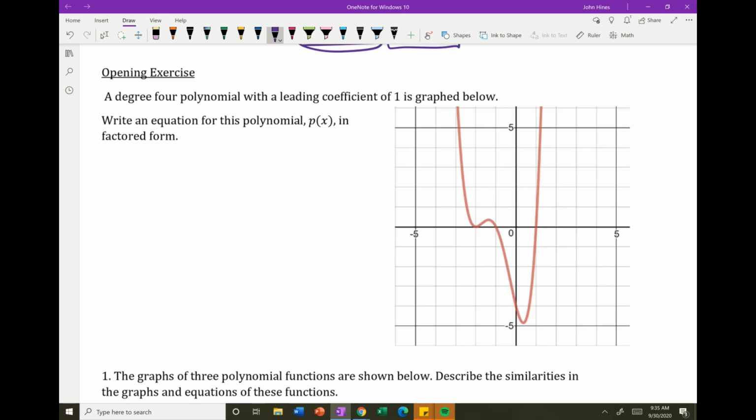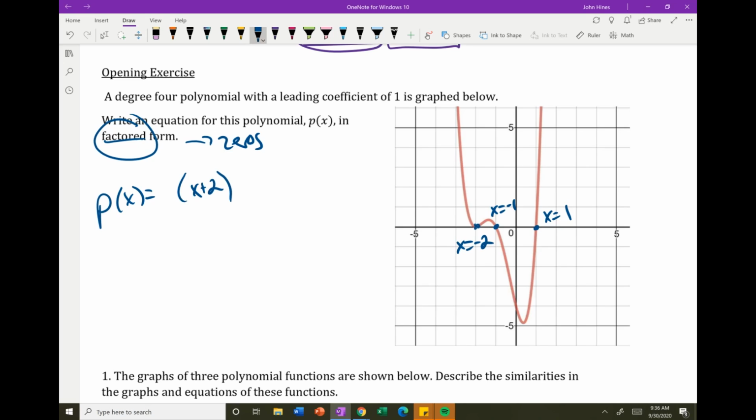A degree 4 polynomial with a leading coefficient of 1 is graphed below. Write an equation for this polynomial in factored form. So if I want to know about my factors, I need my zeros. If I look at the graph here, I've got 1, 2, 3 zeros: x equals 1, x equals negative 1, and x equals negative 2. So that tells me my factors are x plus 2, x plus 1, and x minus 1. But notice it's a degree 4 polynomial, which tells me I should have 4 factors.